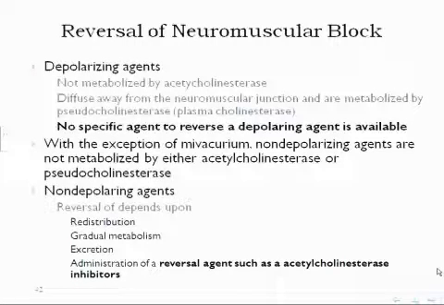Reversal for the depolarizing agents: they're basically metabolized by the plasma cholinesterases, not by acetylcholinesterases. So the only time reversal would actually work is if you're in phase 2 blockade, and even then the best thing to do is just wait it out. With the exception of mivacurium, non-depolarizing agents are not metabolized by acetylcholinesterase or pseudocholinesterase. For the non-depolarizing agents, reversal depends on redistribution, gradual metabolism, excretion, and administration of reversal agents, which we'll talk about in next week's lecture.